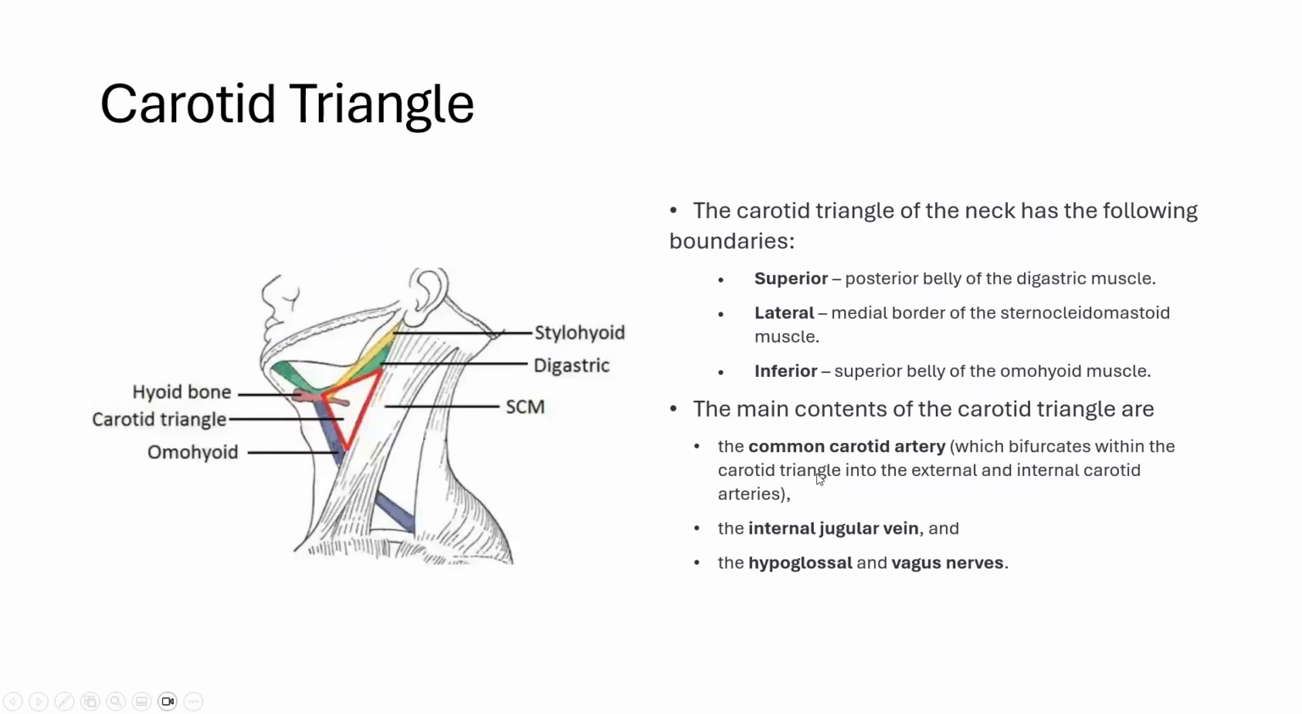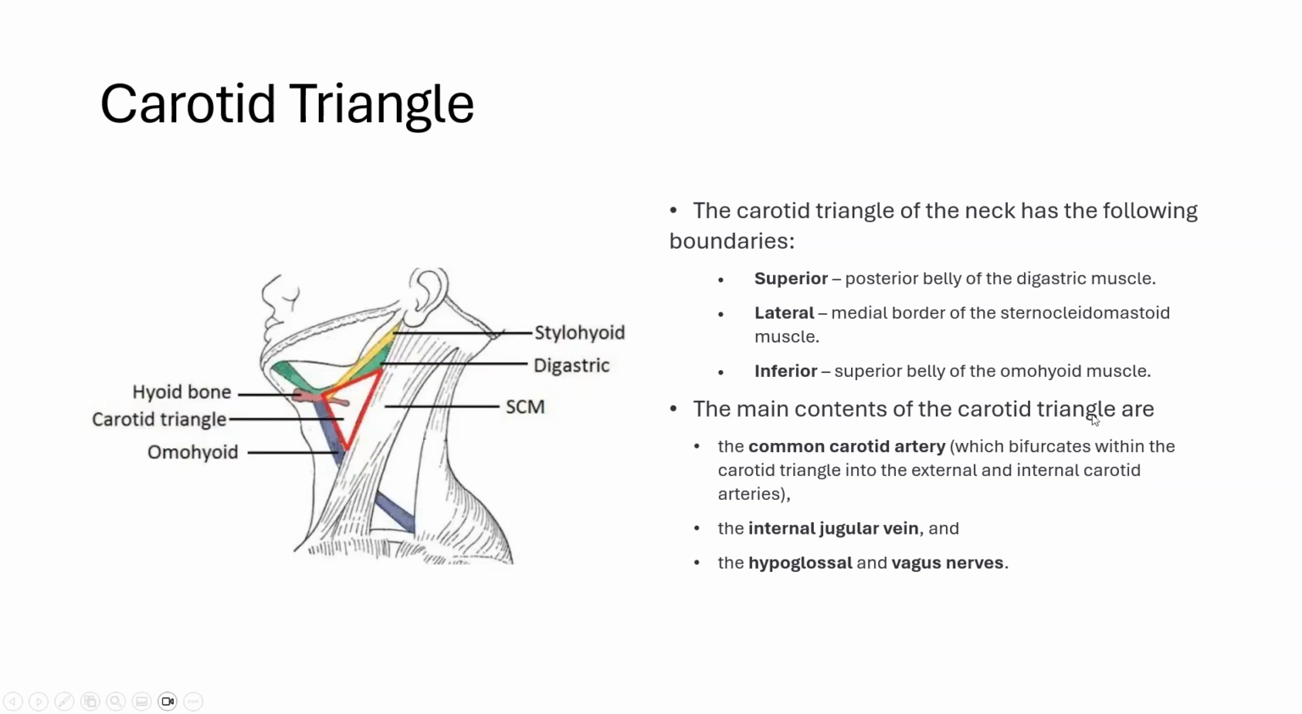The carotid triangle of the neck has the following boundaries: superiorly, the posterior belly of the digastric, this is the digastric muscle, superiorly. Then laterally, the medial border of the sternocleidomastoid muscle here. And inferiorly, the superior belly of the omohyoid muscle. Inferiorly, this is the superior belly of omohyoid. So this is the inferior belly of omohyoid, which is in the posterior triangle. This is the anterior triangle.